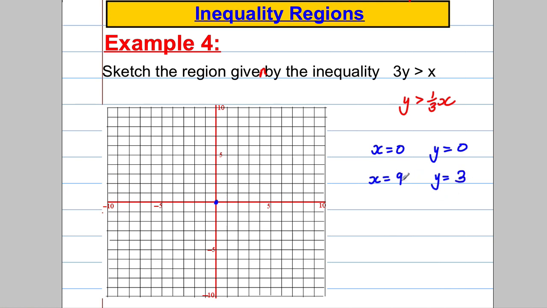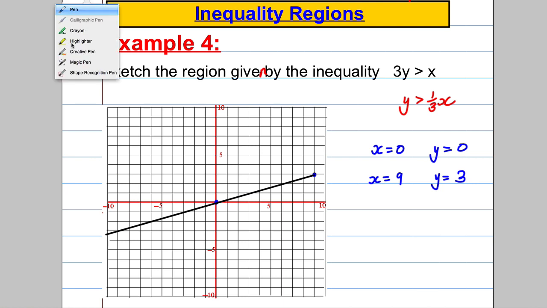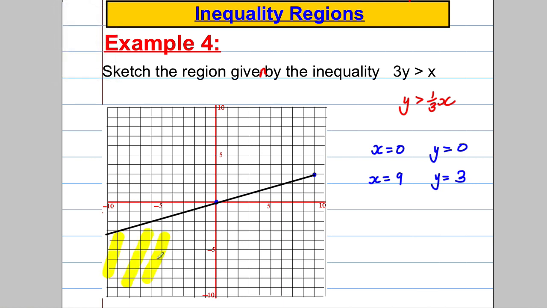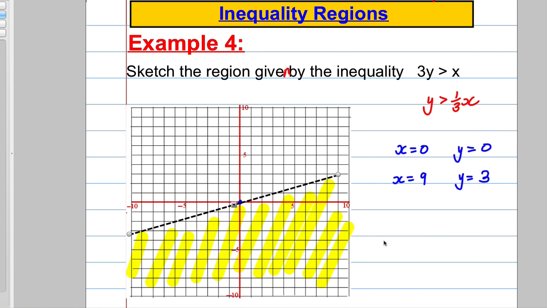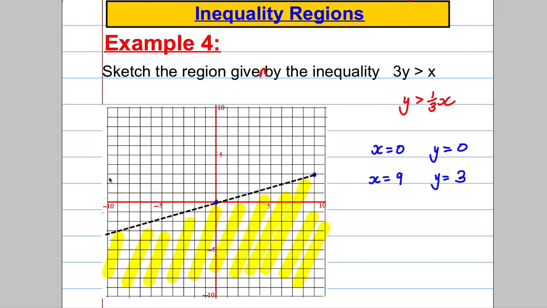There's 0, 0, and I'm also going to plot 9 with 3, and there we go, we've got my line there. Now it's of the form y equals mx plus c, so we want y bigger than that, so we want above the line, so we shade below the line like that. Do you spot one deliberate error I've made, just to see if you were concentrating? This was a strict inequality, so of course this should have been a dotted line. So make that a dotted line like that, and we're done. Right, next one.